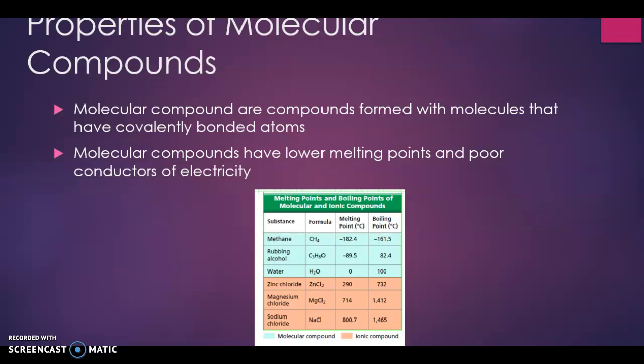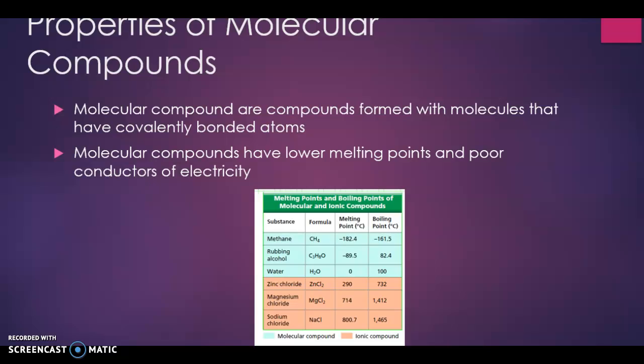Molecular compounds are different in that they have lower melting points, and they are poor conductors of electricity. So if you dissolve these in water, you're not going to be able to conduct electricity. They don't conduct electricity, and they have much weaker bonds, which means that they have lower melting points. Ionic bonds are much stronger.